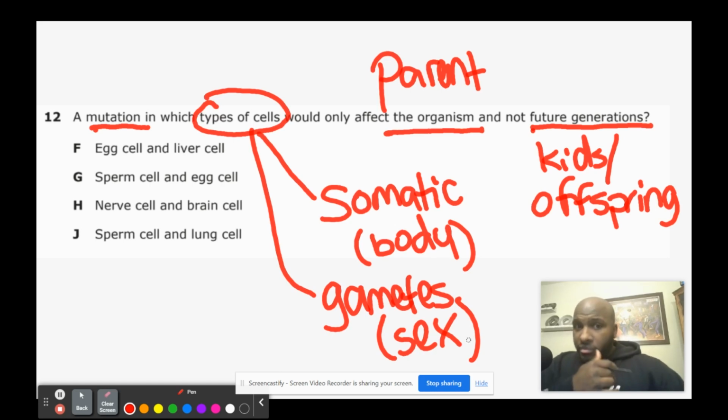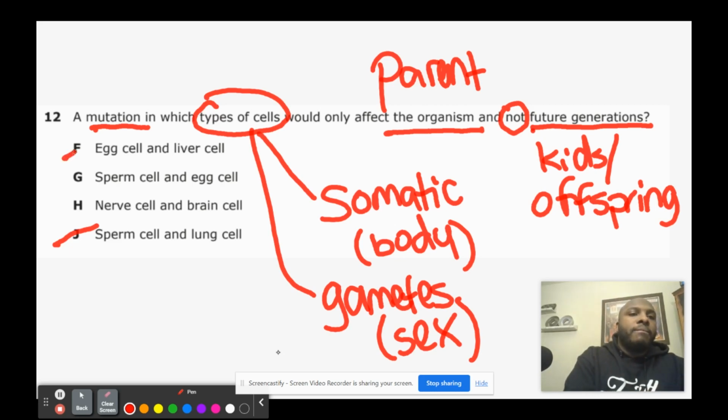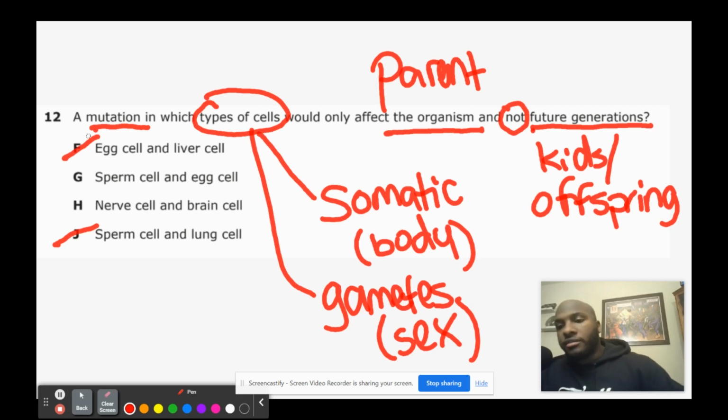So here we go. The question is, which type of cells would only affect the parent and not the future organisms? So we know sperm, if it's a mutation in the sperm cell, it could potentially be passed down to the offspring. Our question is asking what's not going to affect future generations. So I'm going to mark that out. Again, egg and liver cell. That's not correct, because egg is a sex cell, and we know if a mutation is in a sex cell, it could potentially impact future generations. So I'll mark that out. This very clearly says sperm and egg cell, which gives me both sex cells. I know that's not right. Which my process of elimination leaves me with H.